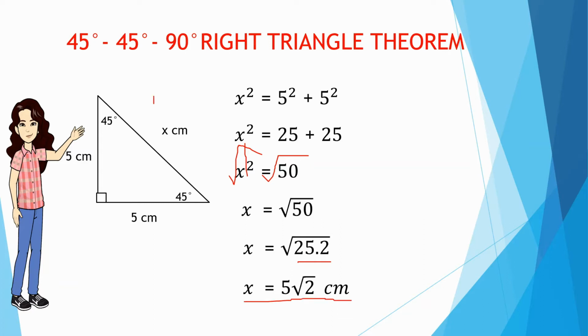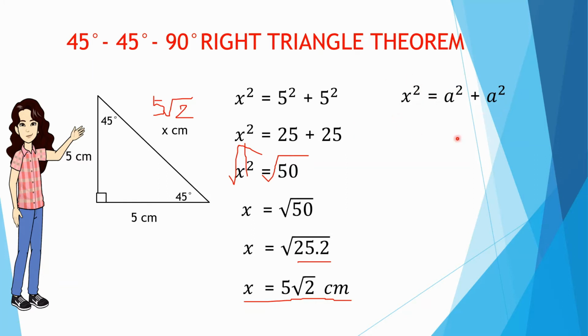So this will be 5 square root of 2 centimeters. Okay, that will be the measurement of the hypotenuse. Now, let us prove the formula. Let us derive the formula of this 45-45-90 degrees right triangle theorem.